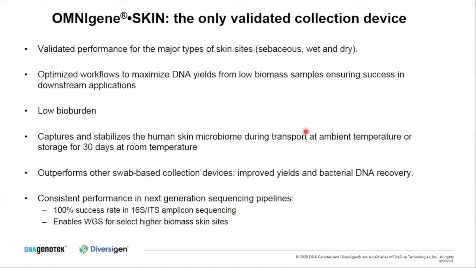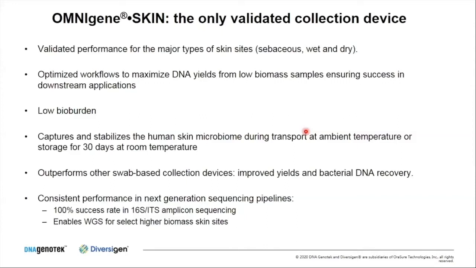OMNIgene SKIN is able to capture and stabilize the human skin microbiome during transport at ambient temperature and storage for 30 days at room temperature, and that's both bacterial and fungal profile. And importantly, it outperforms all the other swab-based collection devices that we've tested. We're seeing better yields and improved bacterial DNA recovery.